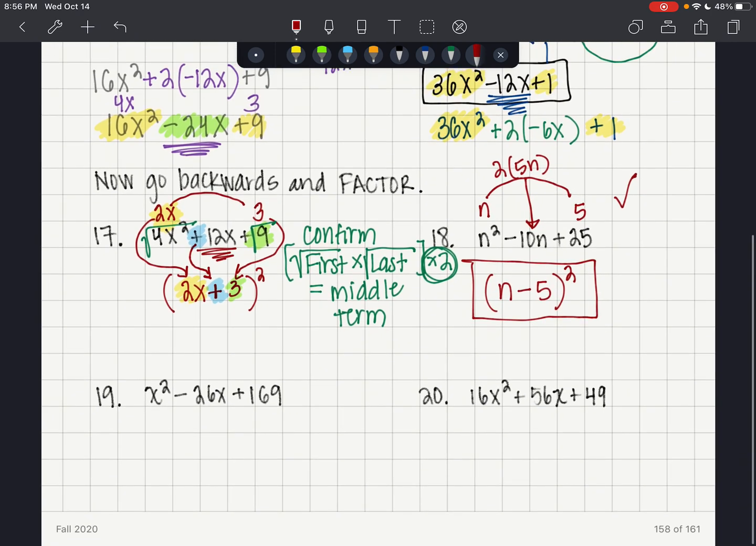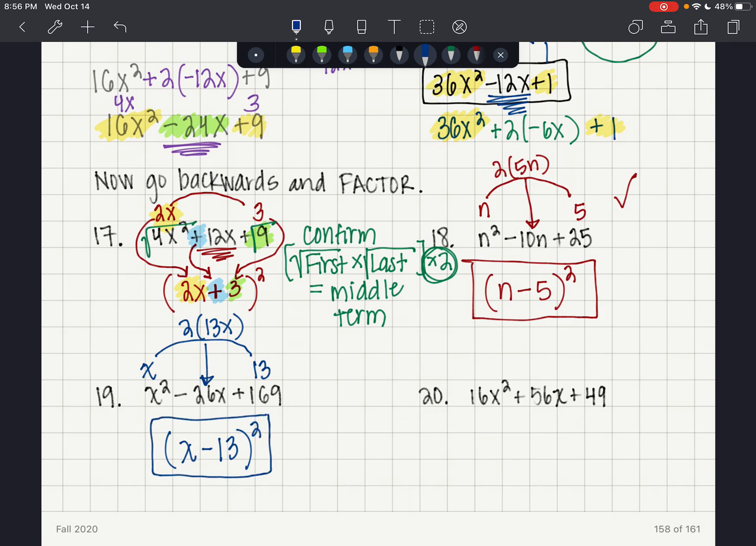Okay, let's try this number 19. X squared is a perfect square of x. 169 is a perfect square of 13. 2 times 13x is indeed 26x. Therefore, we're going to have x minus 13 quantity squared. Don't forget the exponent. Why is it minus? Because the middle term is negative. Okay, you try number 20. Then come back and I will reveal the answer.